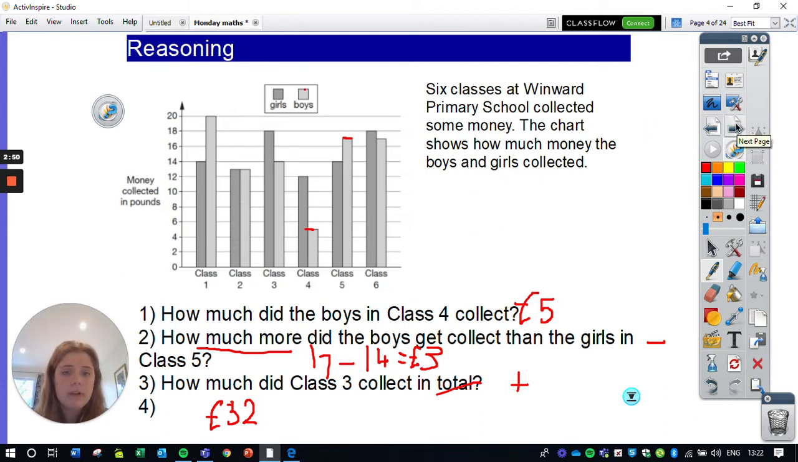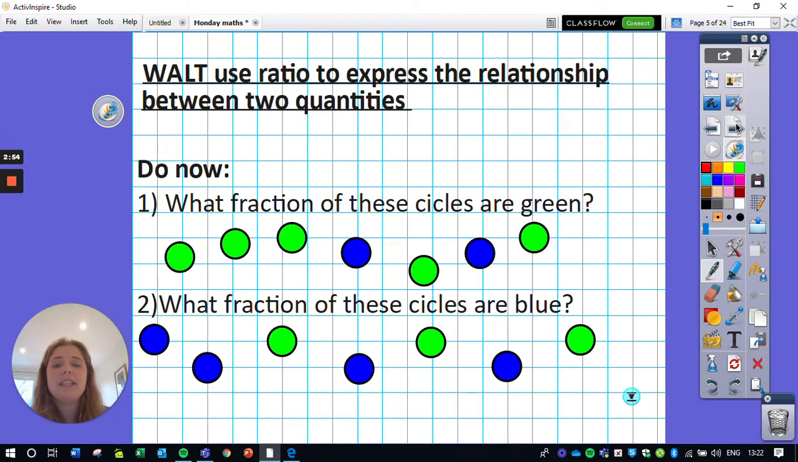It's something we'll keep on revisiting and reviewing as we're going through the rest of the year. We're going to move on now to today's main content. Today, we are learning to express relationship between 2 different quantities using ratio. What you'll do now is revise your ability to express relationship between 2 quantities using fractions, though.